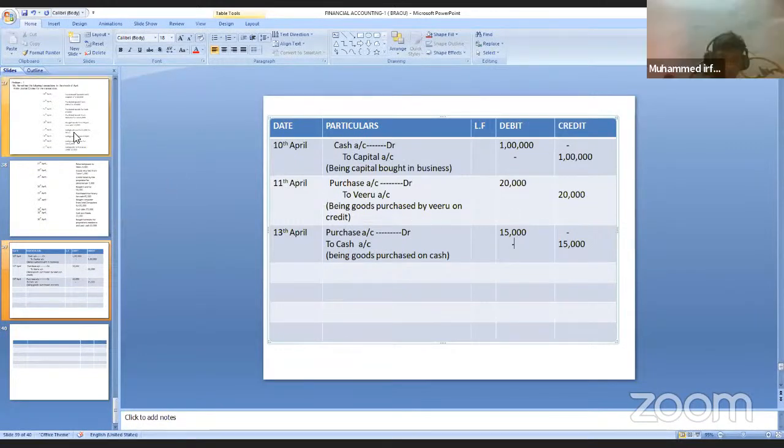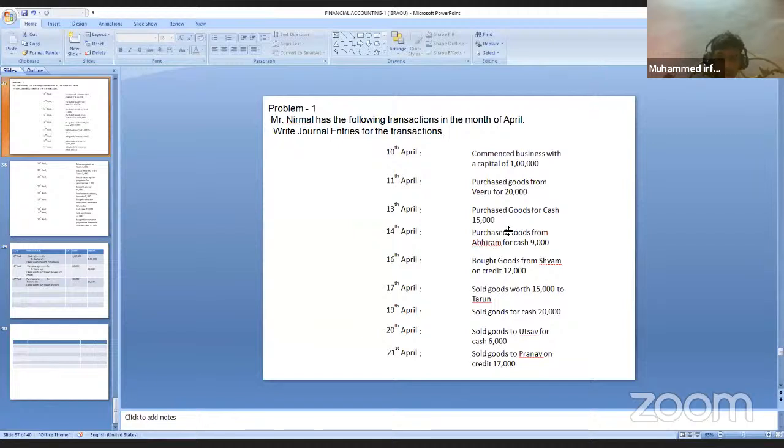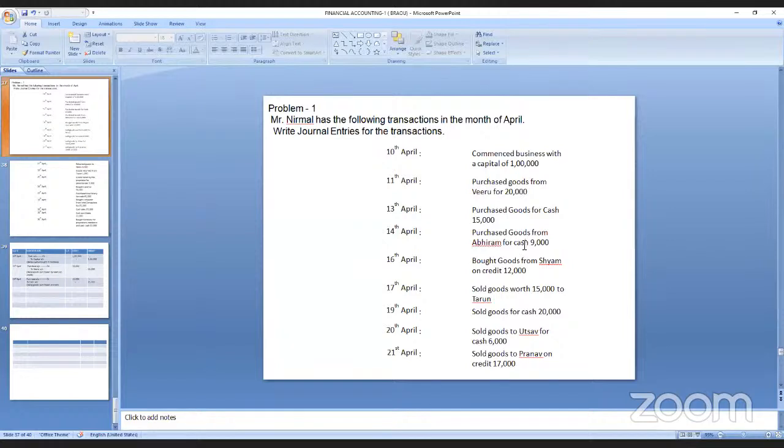Purchase goods from Abhiram for cash, 9,000. Purchase account debit to cash account.